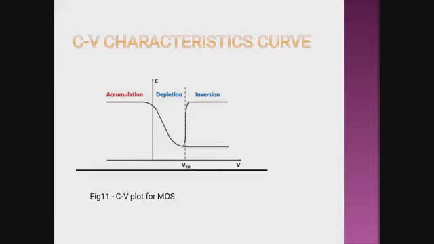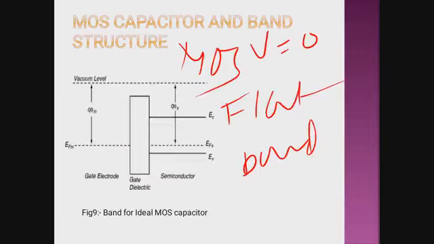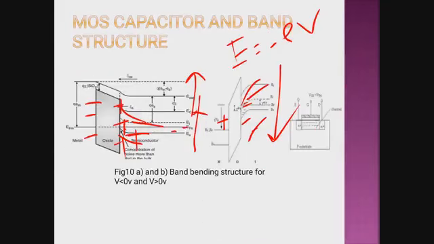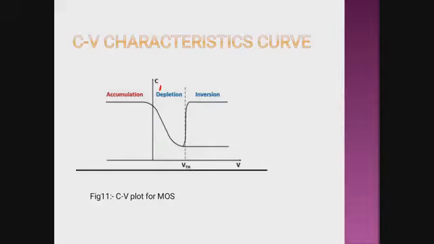Now this is the CV characteristics curve of the MOSFET. C means the capacitance, V is the voltage. The Y-axis represents the capacitance and the X-axis represents the voltage, and V_TH is the threshold voltage. Now I have already told about three conditions: V less than 0, V greater than 0 and V greater than V_T. So in this plot there are three regions: one is the accumulation region, second is the depletion region, and third is the inversion region.